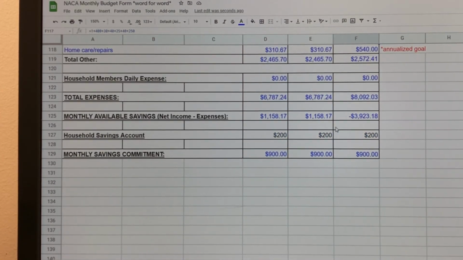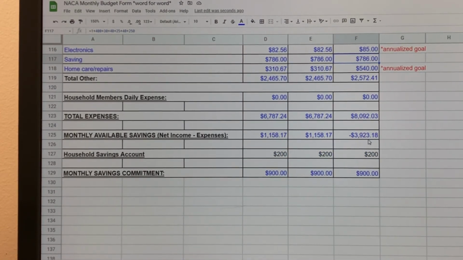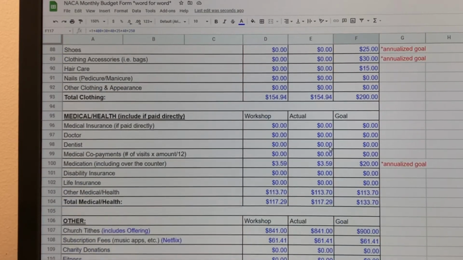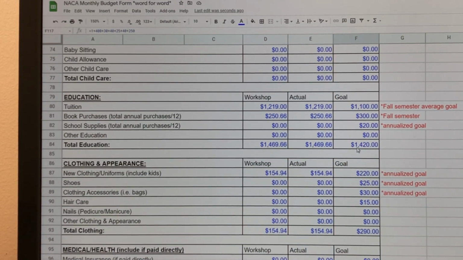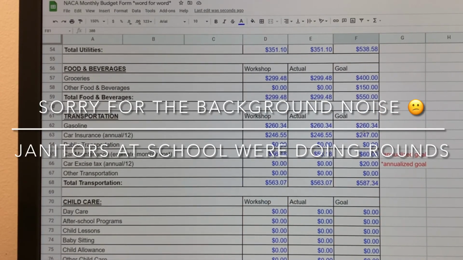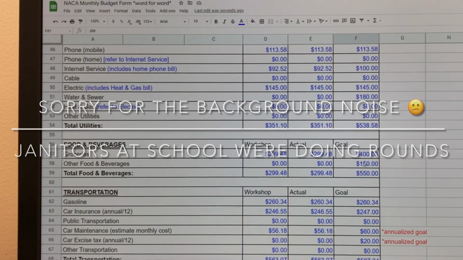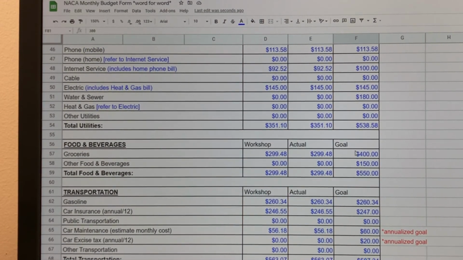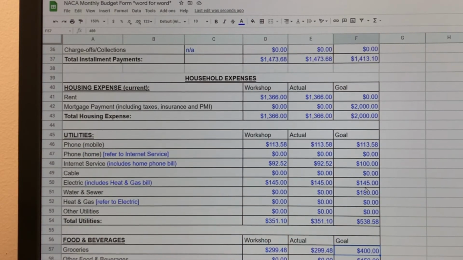And let me just see. And here it's saying that our net income was not enough to cover for our expenses, and that makes sense because we did go over some of our goals. Like here for school, that went a little over. And this was a big expense. And luckily, we will not be having that. If I want, I can reduce this to 300. I'll leave it for now.